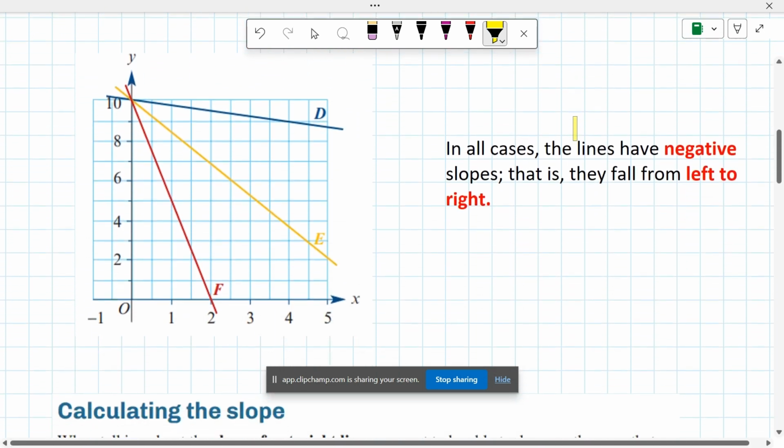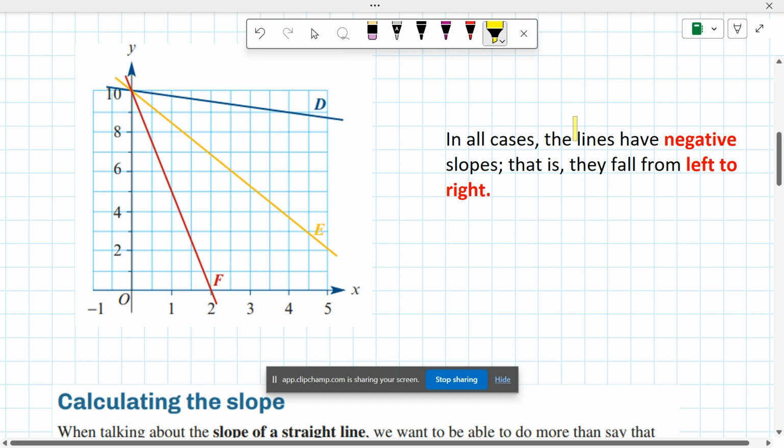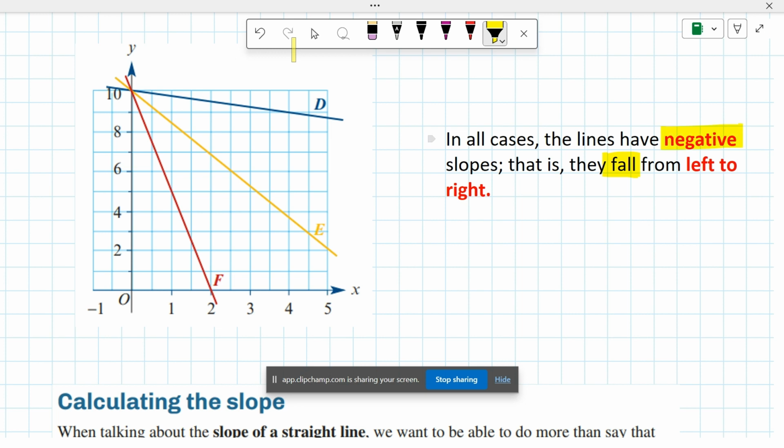Another one is a negative slope, which always goes from the top left to the bottom right. So this is always falling from the left to the right, and it's a negative slope, which is a negative gradient.